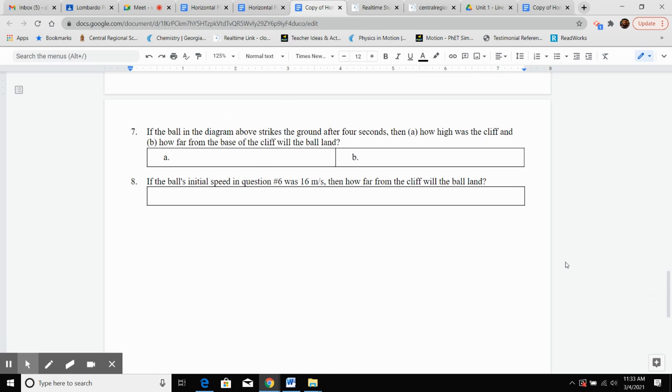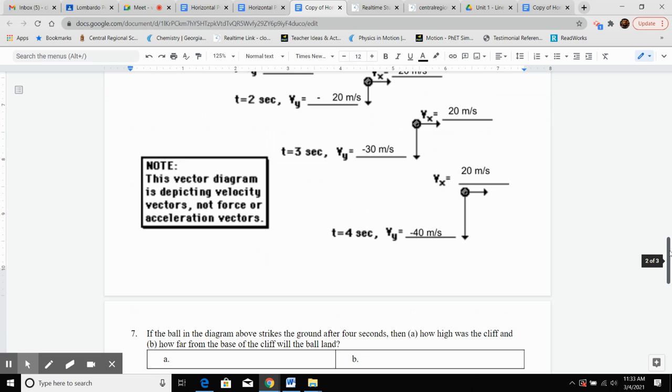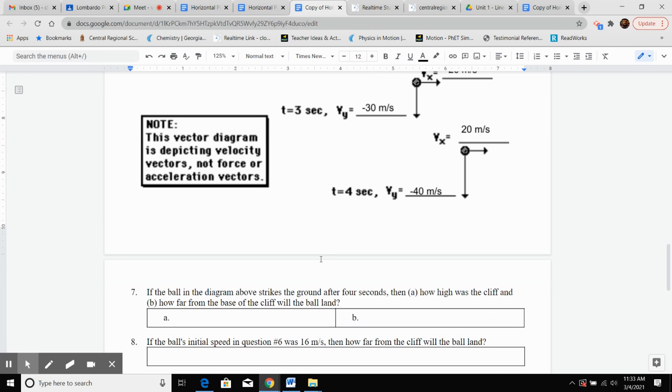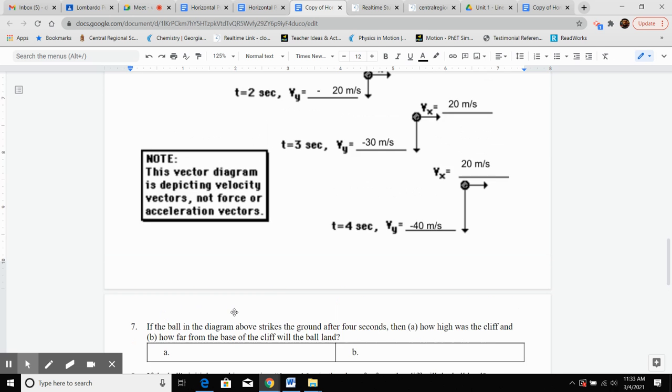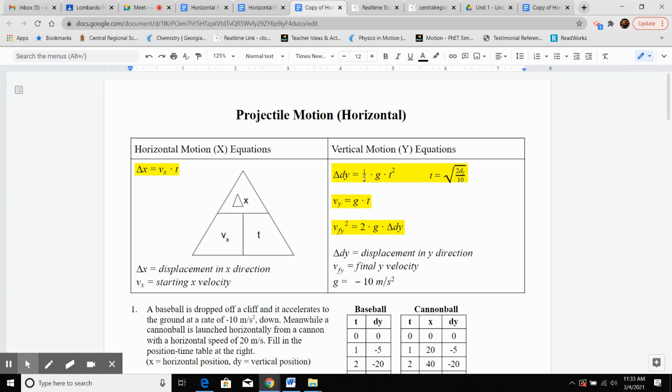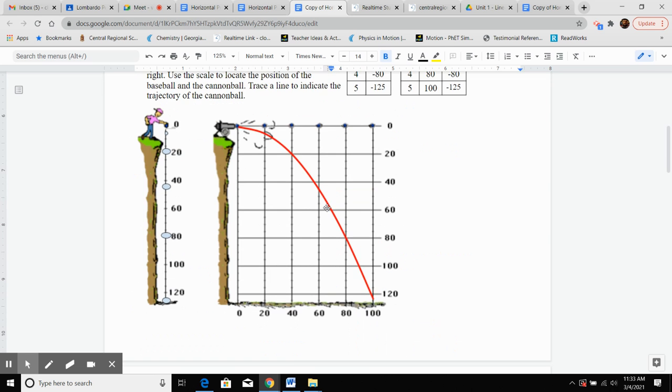And then the last couple questions. For 7, based off of number 6, if the ball strikes the ground in 4 seconds, how high was the cliff? And then how far from the base? So what are they asking for? How high is that? If we're dealing with height, we're in the set of vertical equations. Which one of these three is height? Dy, Vy, or Vfy? This top one, yeah. So I'm just going to Control C this, copy it, and move it down here.